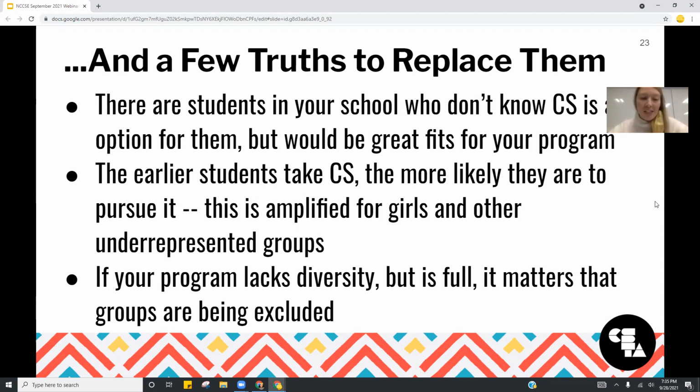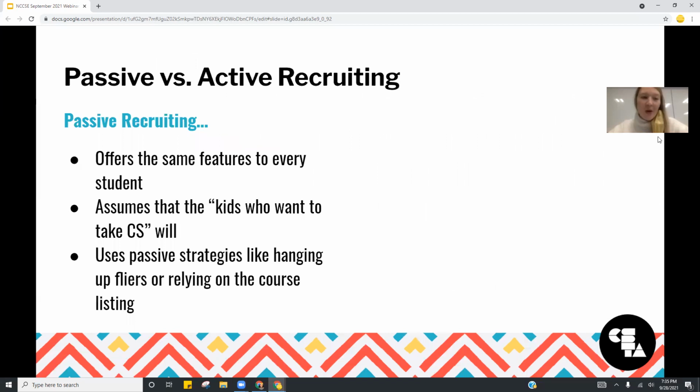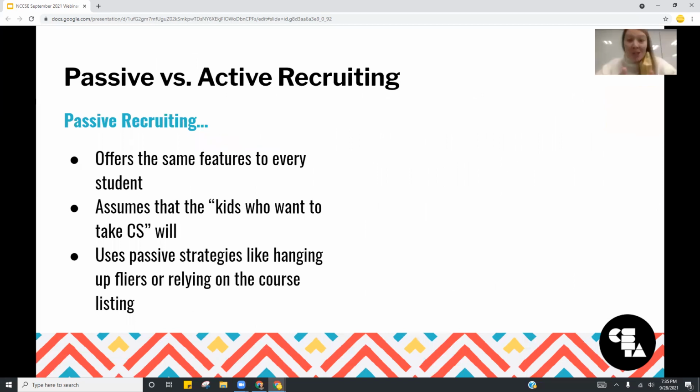All right, next slide. Okay, so I was talking about this earlier, but we have two different types of recruiting. We have passive recruiting, which is something that most teachers are doing. And they're saying, I'm doing all this work, I'm doing all this recruiting, and I'm not seeing any growth. And if that's the case, in all likelihood, you're doing some forms of passive recruiting. So passive recruiting typically looks like offering the same features to every student. So selling computer science the same way to every kid.